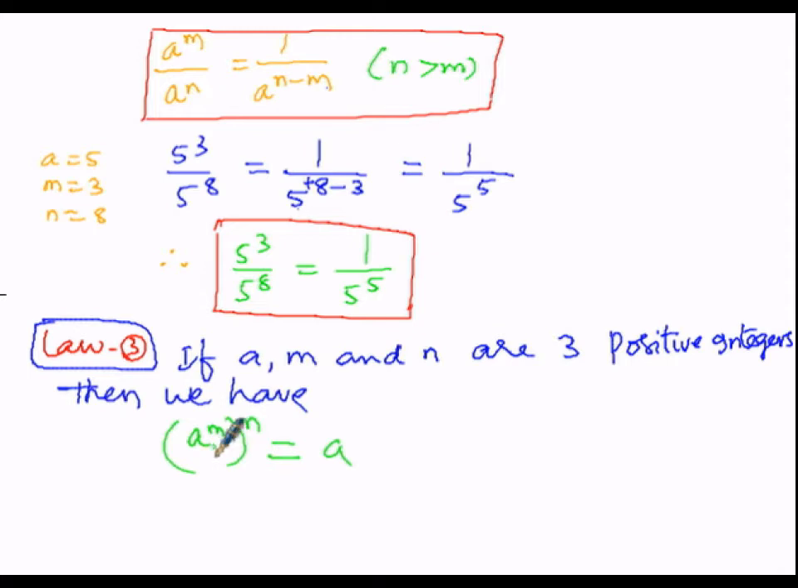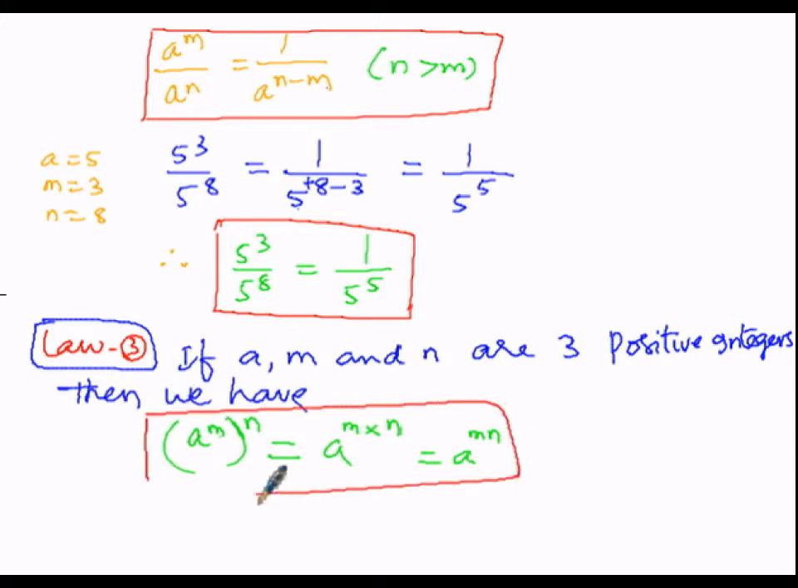Here a to the power of m is repeatedly multiplied n number of times. So this bracket indicates multiplication: m must be multiplied with n. The bracket indicates m into n, so a to the power of m into n, or in other words a to the power of mn. This is the third law. Now, let us perform one example under this.